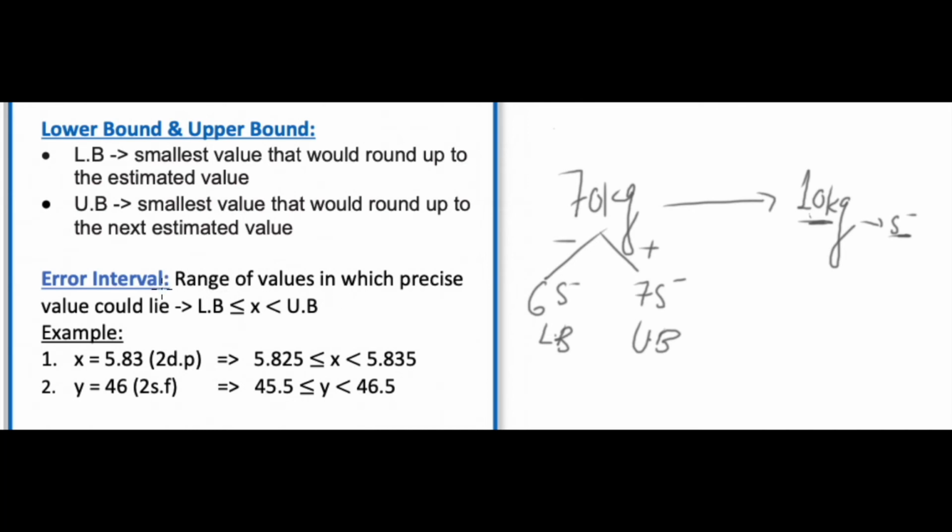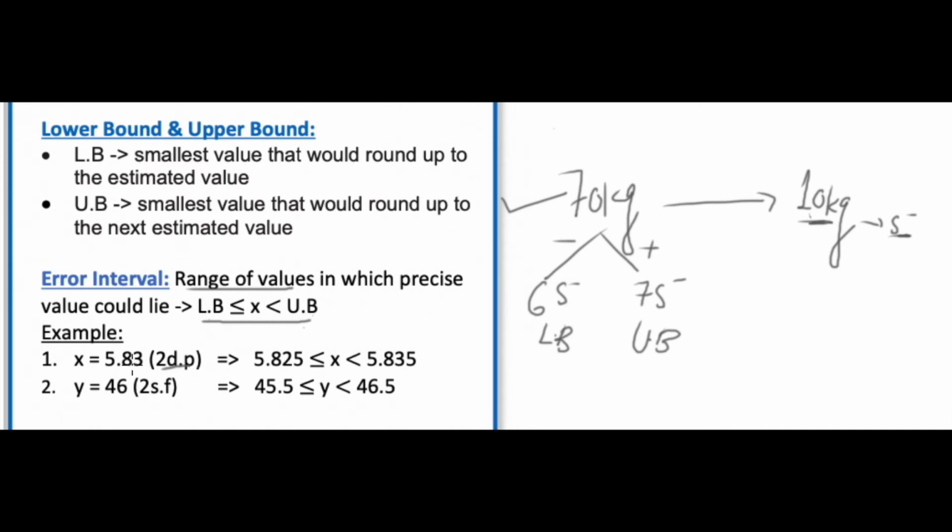An error interval is actually the range of values in which the precise value could lie, and you write this range starting from the lower bound and ending at the upper bound. So whenever you solve error interval type questions, you find the lower bound and upper bound just as we did here, and you write it in interval form. So look, in this example we have x = 5.83 and we need to find the error interval, and here we have to round to the nearest 2 decimal places. So first of all we have to find the 2 decimal place digit.